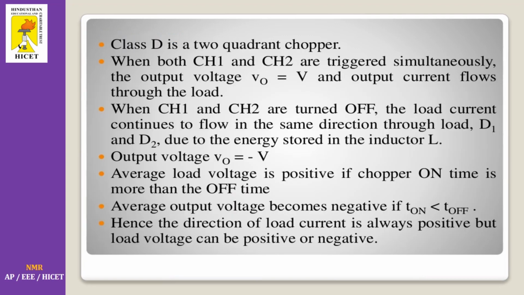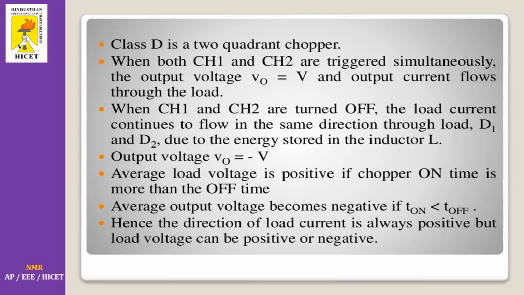The waveform clearly shows that the class D chopper is a two-quadrant chopper. When both CH1 and CH2 are triggered simultaneously, the output voltage V0 becomes V and the output current flows through the load. When CH1 and CH2 are turned off, the load current continues to flow in the same direction through D1 and D2 due to the energy stored in the inductor L. The output voltage V0 becomes negative V.